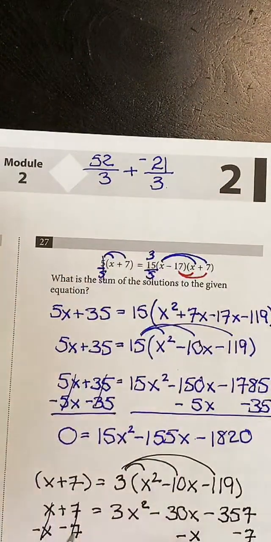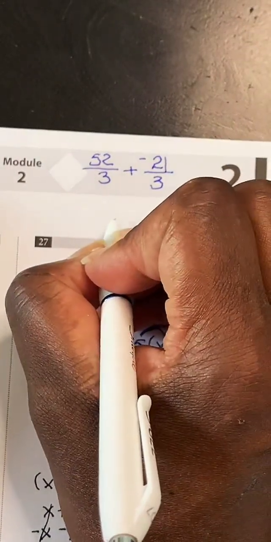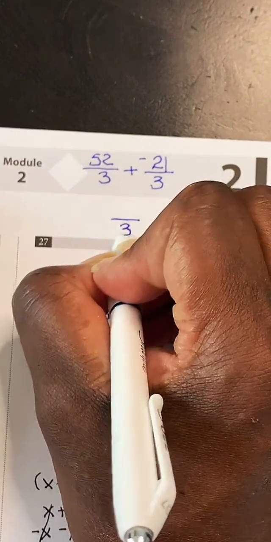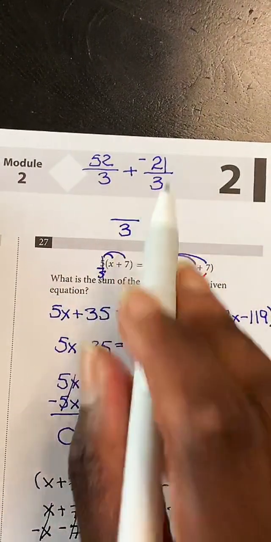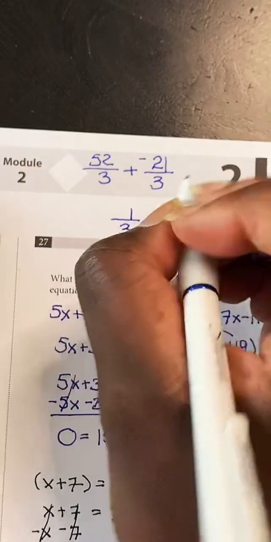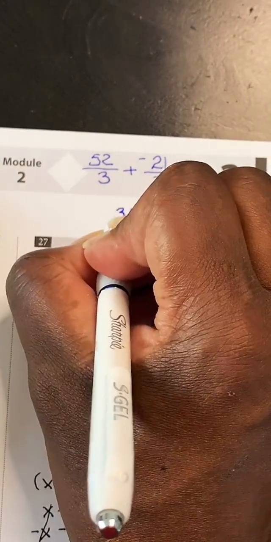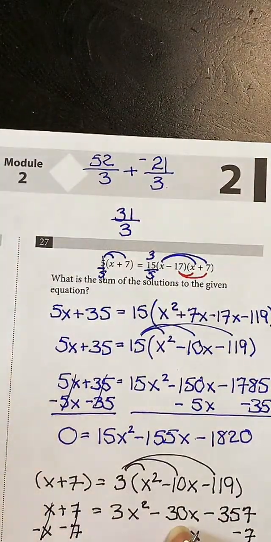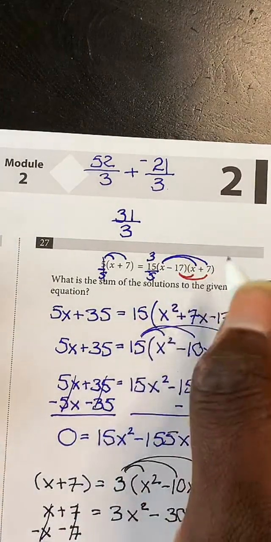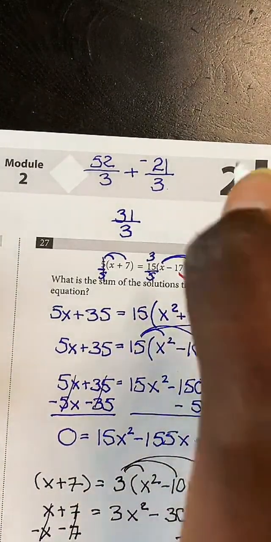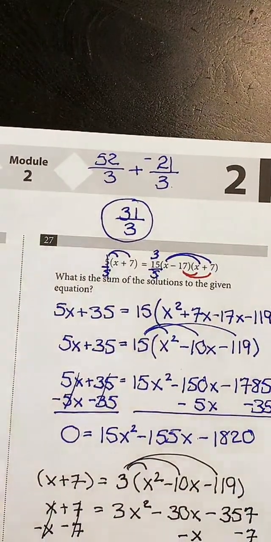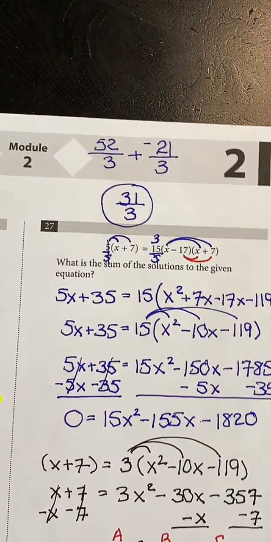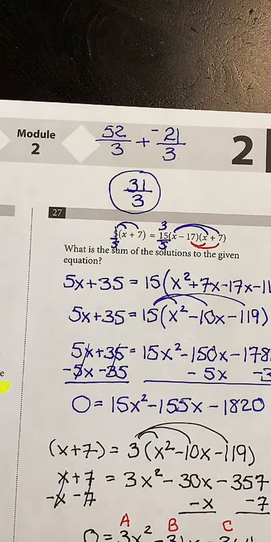So now that we have a common denominator, which is 3, we do our subtraction. So 52 minus 21, that gives me 31 thirds. And it's going to be positive, not negative. Positive 31 thirds. Okay, so that is your official answer.